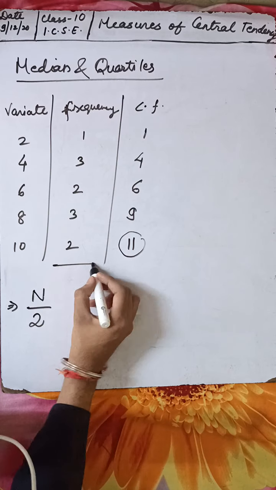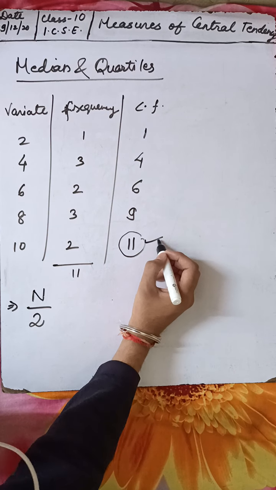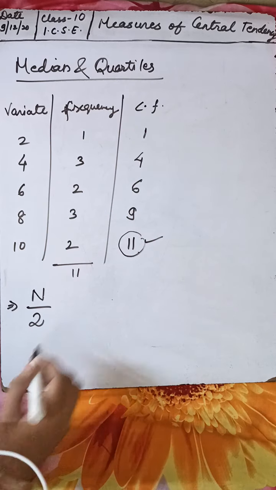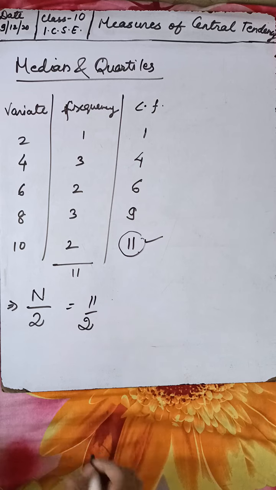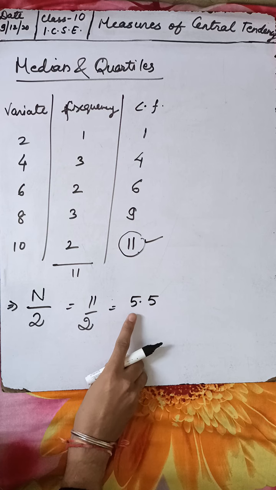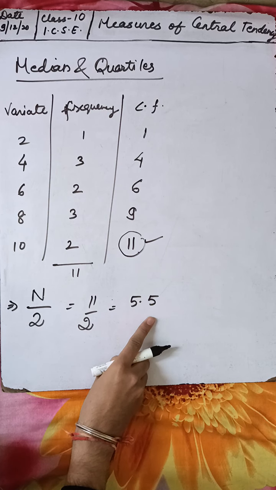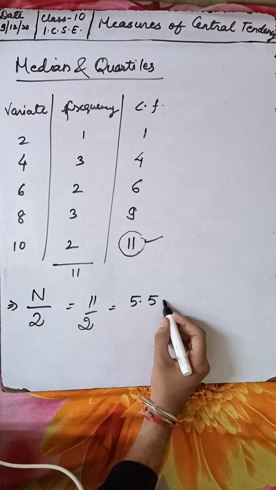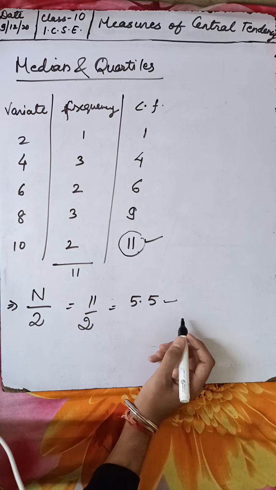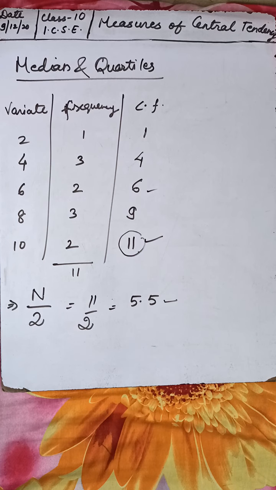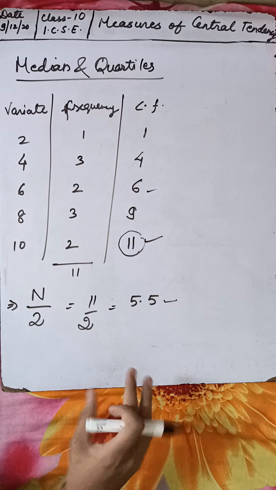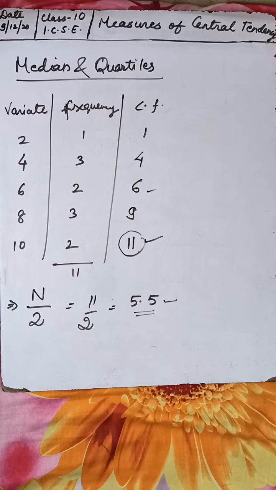This n is the total number of frequency. Either you can calculate it from the frequency column, or just see the last term of the cumulative frequency, because that is the sum of these only. So 11 by 2, as you can see, is 5.5. Now if I ask you where this 5.5 will fall, you will tell me that it will fall near this 6.